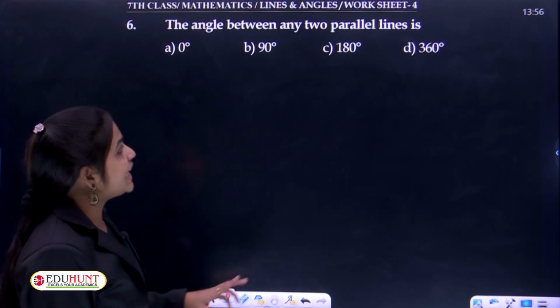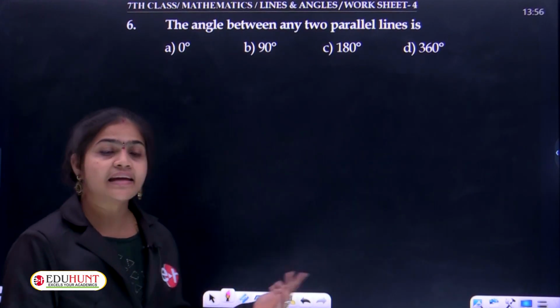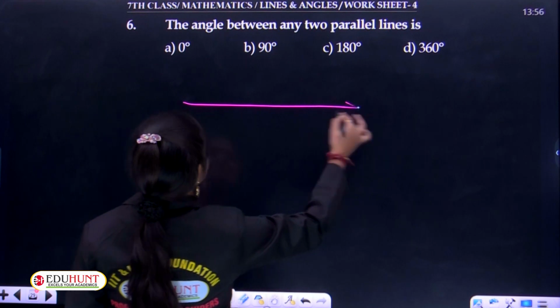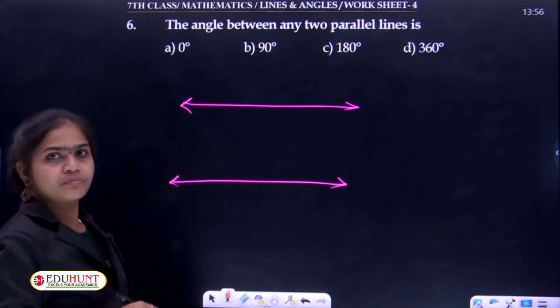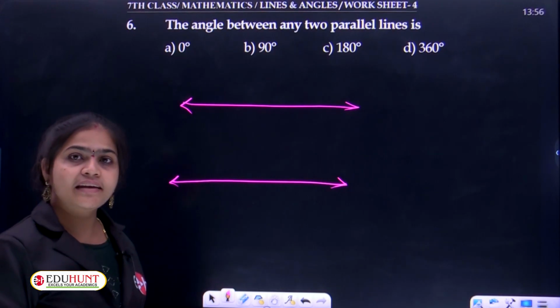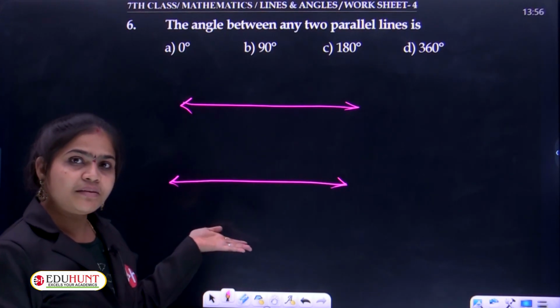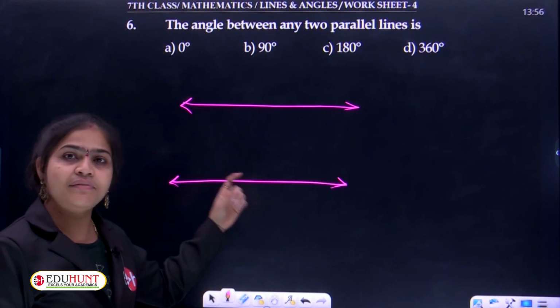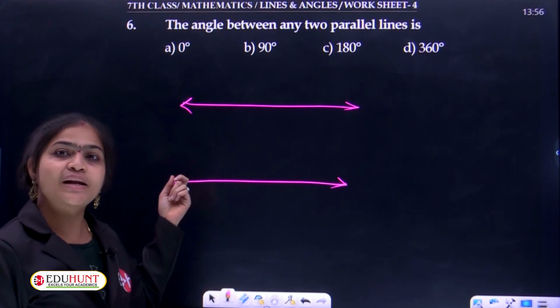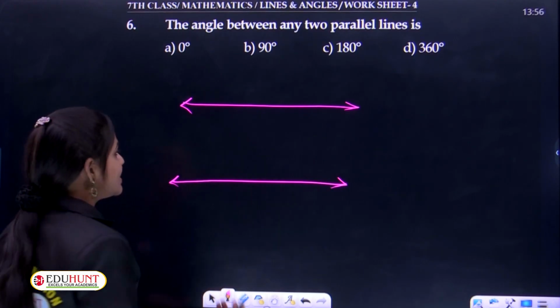The angle between any two parallel lines. What is the angle here? Two parallel lines means these two lines are passing like this on a plane. Now, what is the angle? Is there any ray here? Is there any common point? If a common point is there, then we have some angle. But here there is no common point. Then what is that angle?